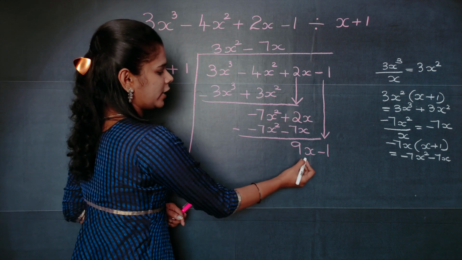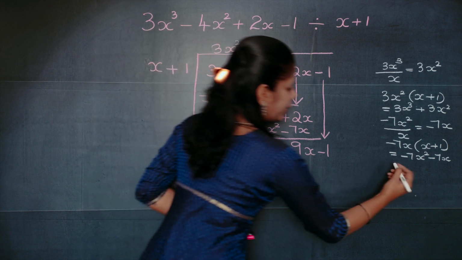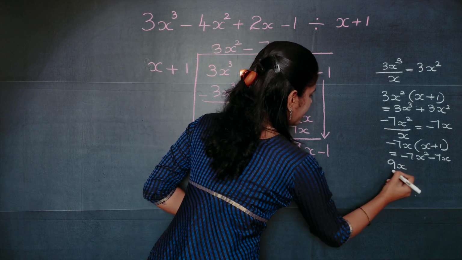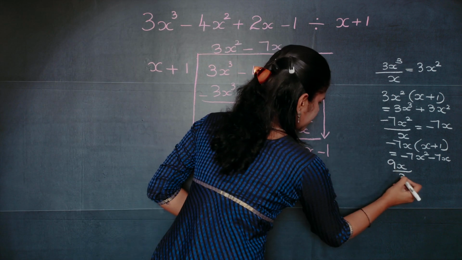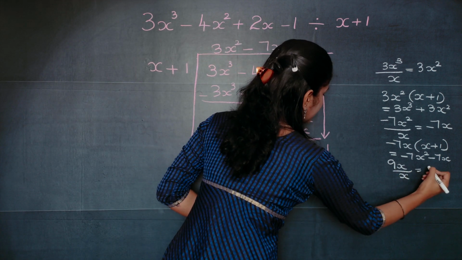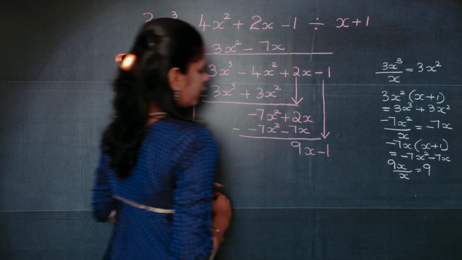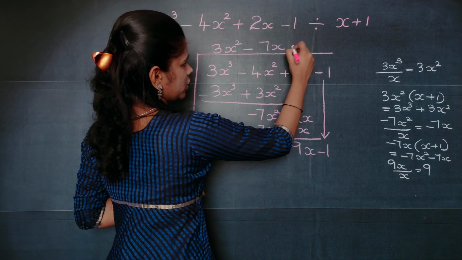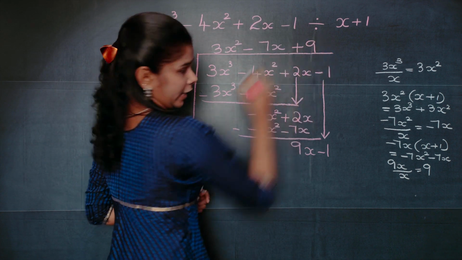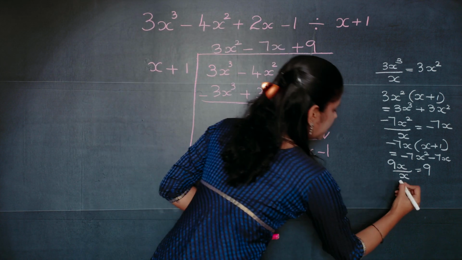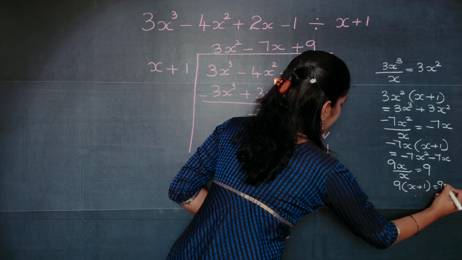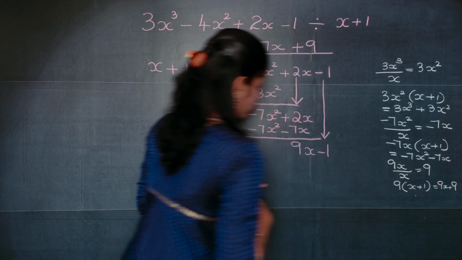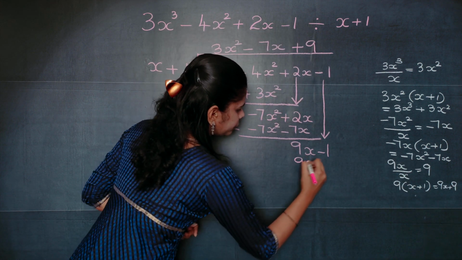So first you should take the first term of the new dividend, that is 9x, divided by the first term of the divisor, that is x. So 9x by x is 9. So you will write that here, that is positive 9. So plus 9. Now the last step is 9 into x plus 1. So it becomes 9x plus 9. So that you will write here.